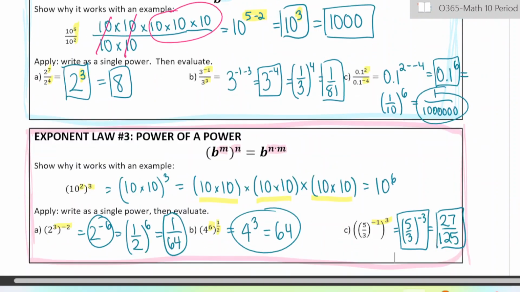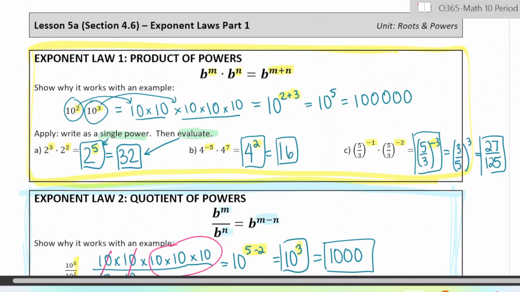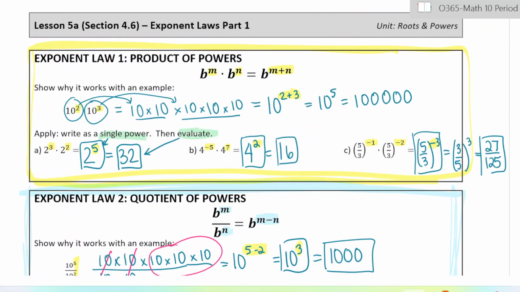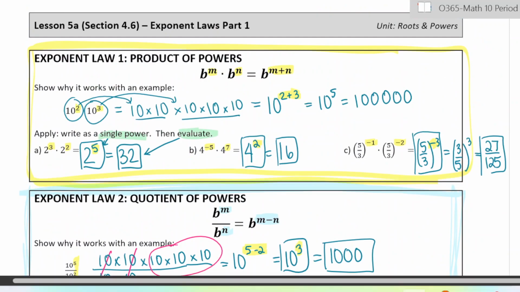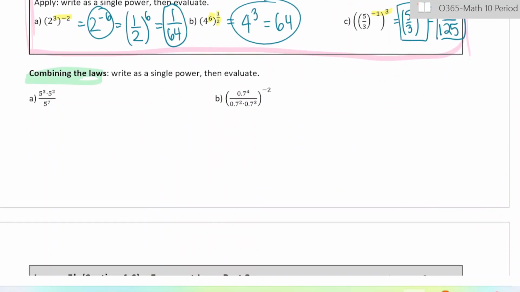And now we're going to be doing questions where we have to use more than one of these. And I'm going to keep these colors consistent. So I'll use yellow for exponent law 1. I'll use blue for exponent law 2. And pink for exponent law 3. Okay, let's do this first one here.